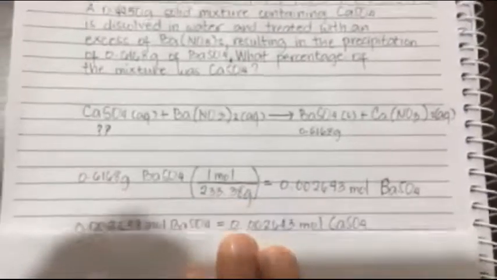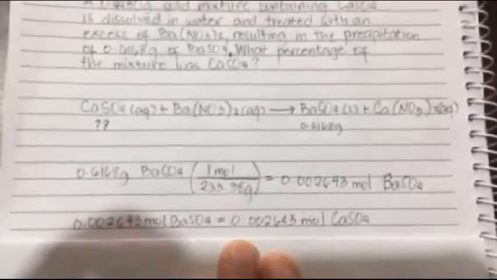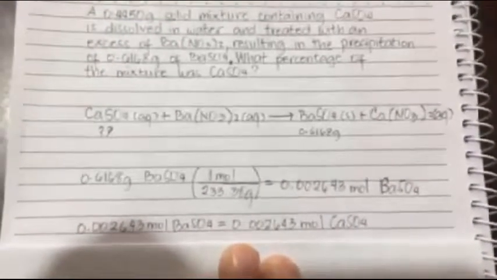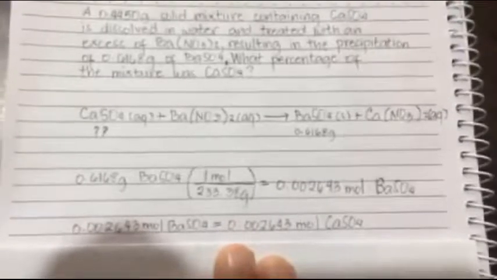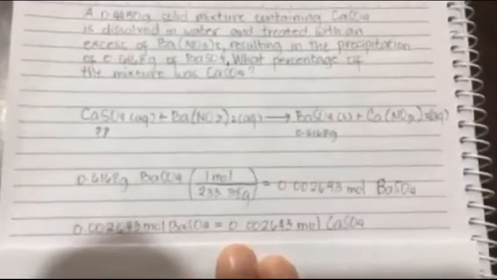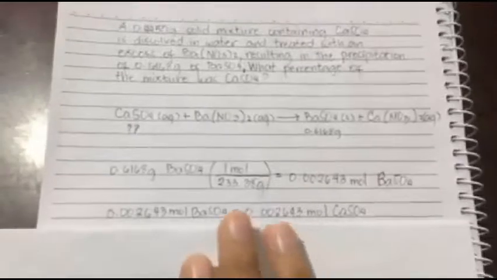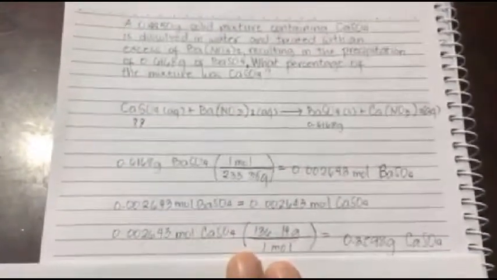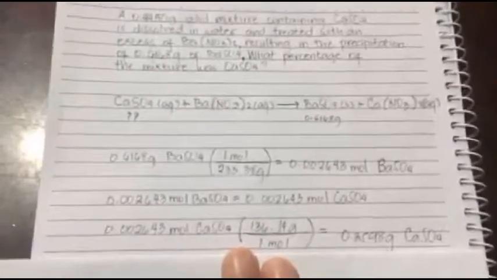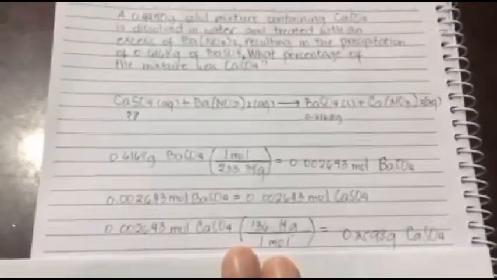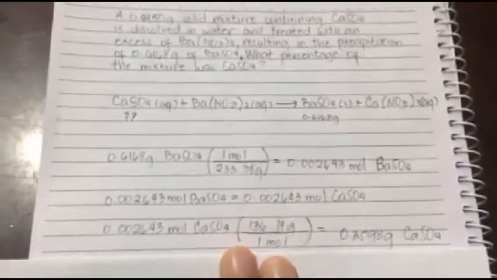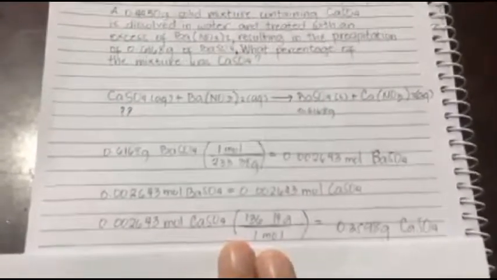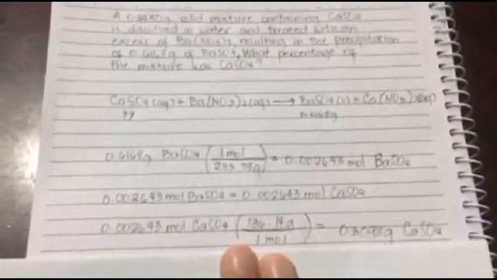Now we also need to understand that the number of moles of barium sulfate precipitate is equal to the number of moles of calcium sulfate, because the ratio is 1:1. So 0.002643 mole of calcium sulfate times 136.14 grams of calcium sulfate, which is its molecular mass, divided by 1 mole of calcium sulfate, and the result is 0.3598 grams of calcium sulfate.